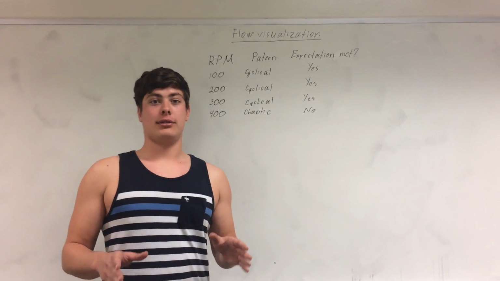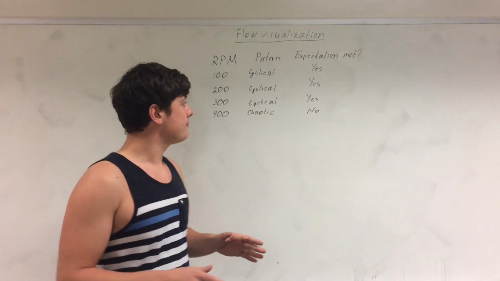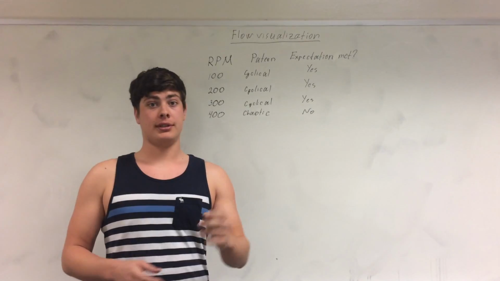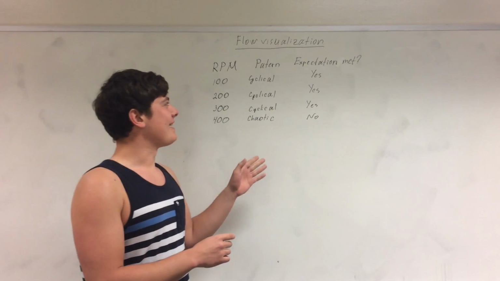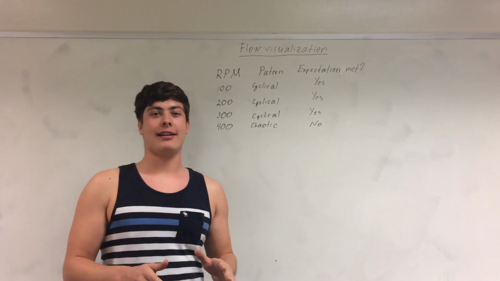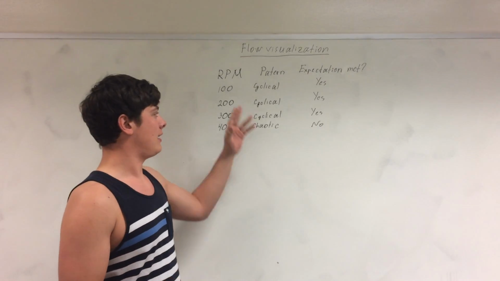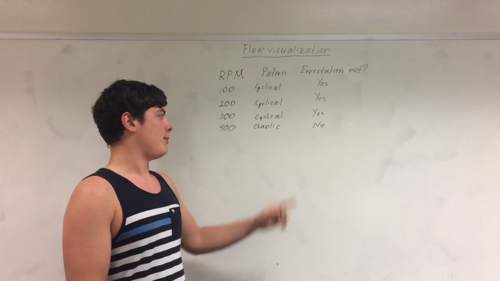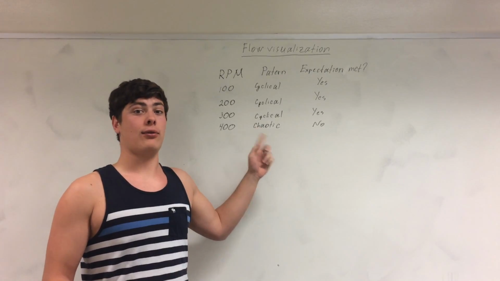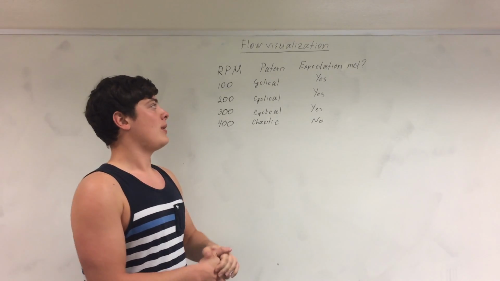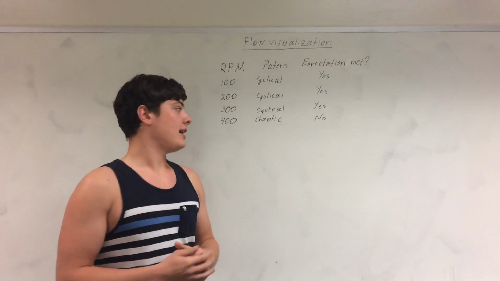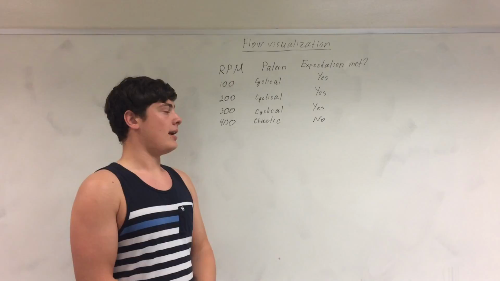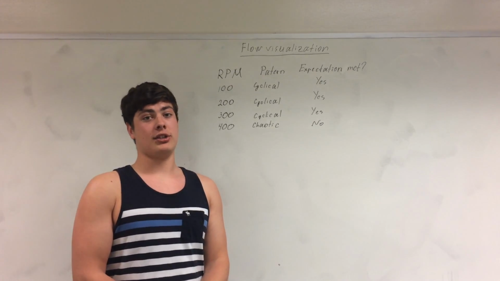Here is a table of results for our flow visualization experiment. We observed 4 regimes: 100, 200, 400, and 300 RPM. We expected to see a cyclical pattern for all of them, and as you can see from the data, we didn't actually observe a cyclical pattern for 400 RPM. So we met our expectation for 100, 200, and 300. But for 400 RPM, we can clearly say that our expectation was not met.